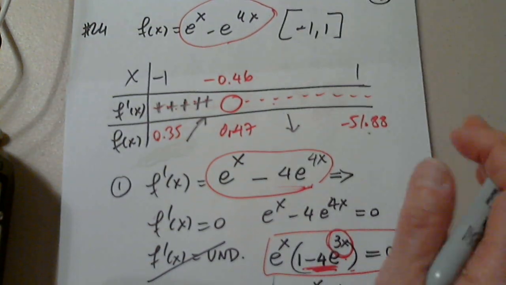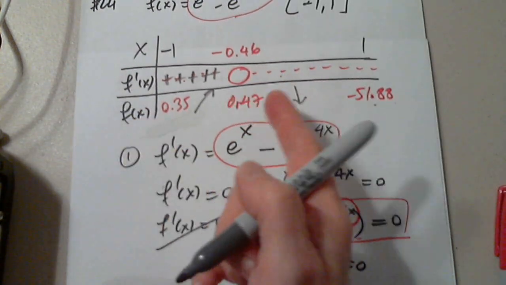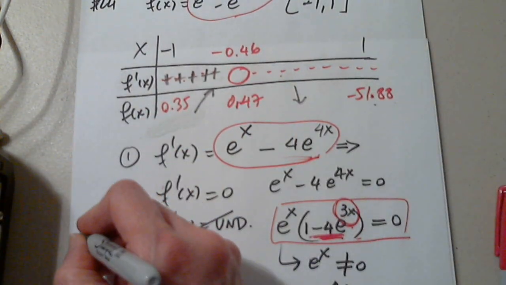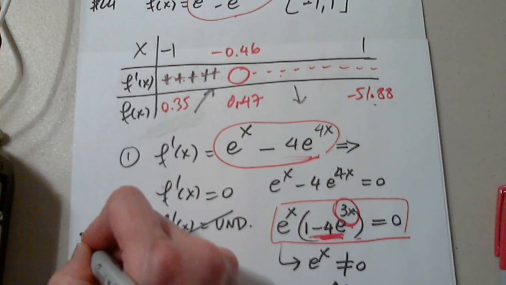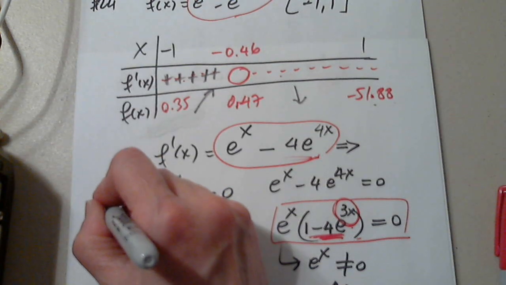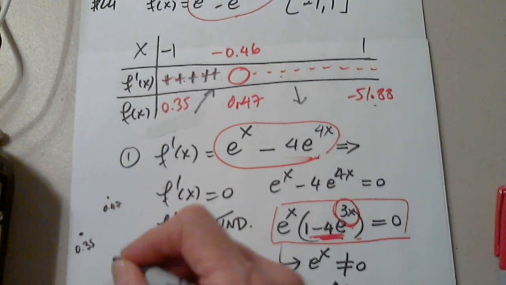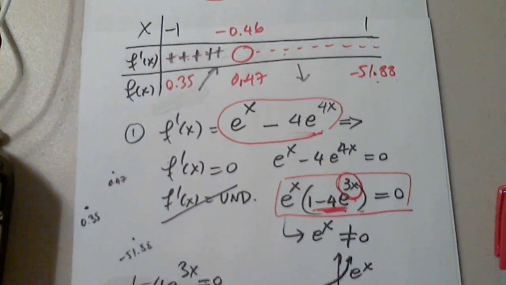Okay, so let's finish it up. We found other glitches in the software. This is not the first one. I don't remember exactly what we found before. So this is the 0.35. I'm not graphing anything. I'm just putting the values, 0.47, and then down to negative 51.88, something like this.